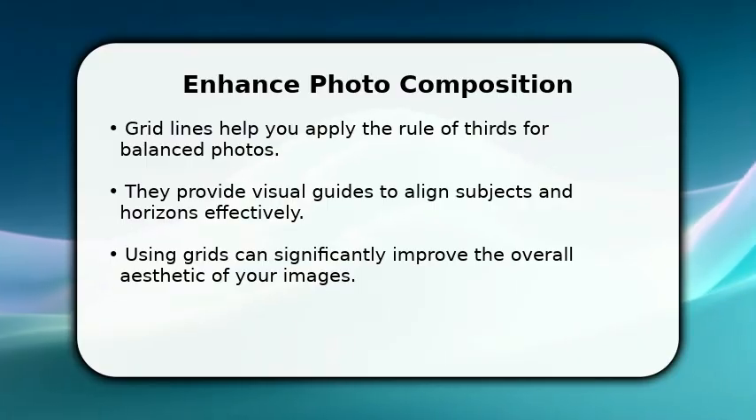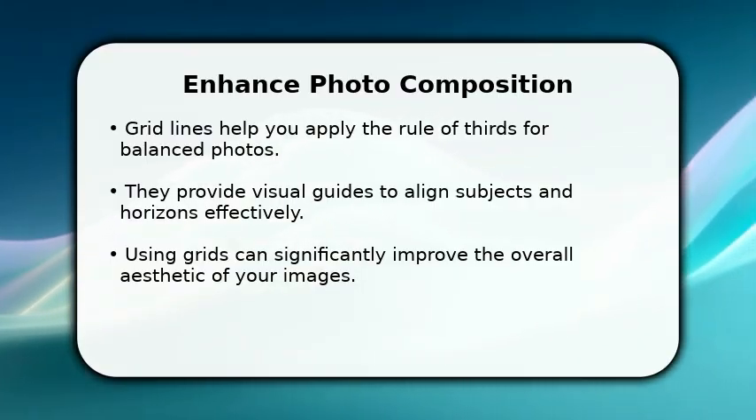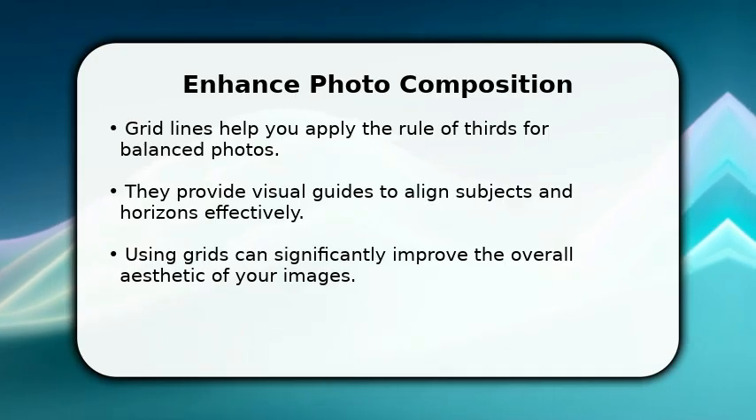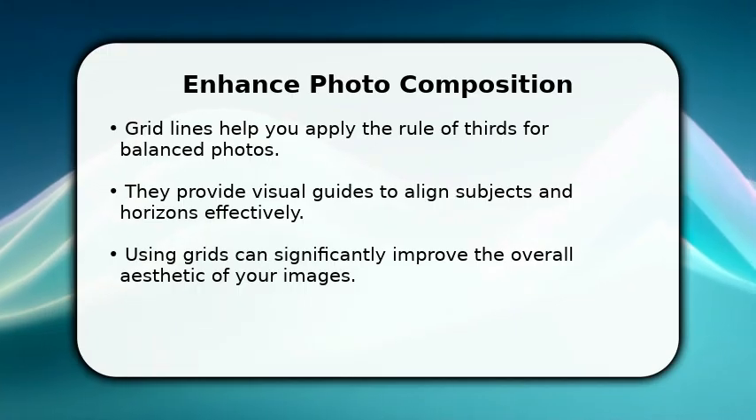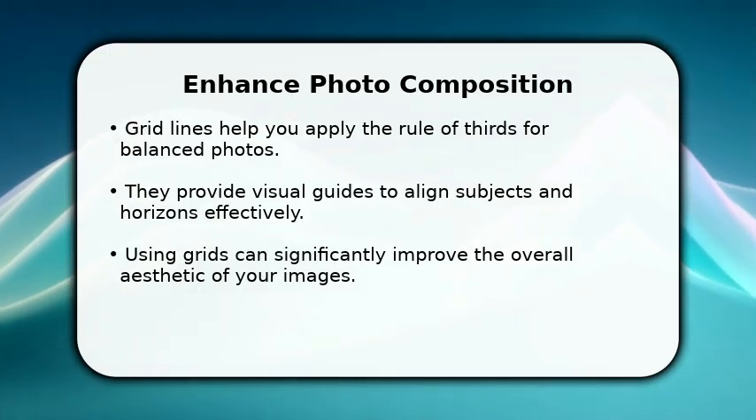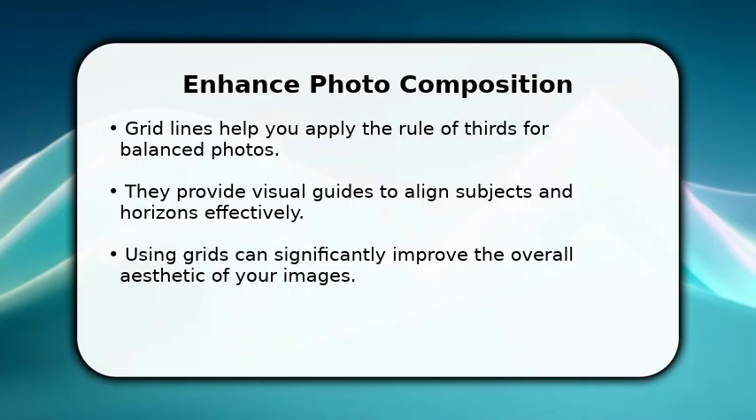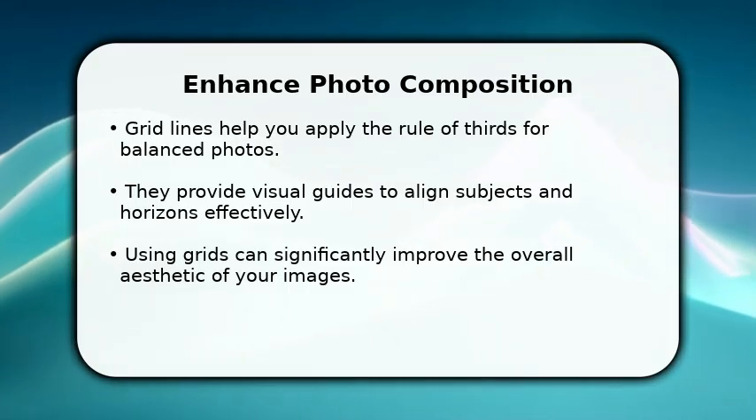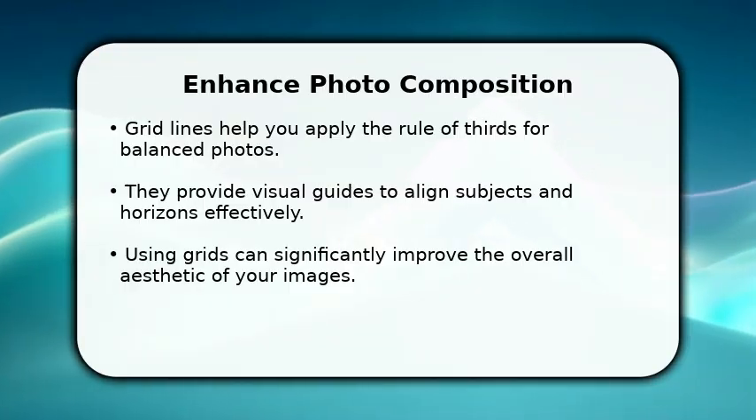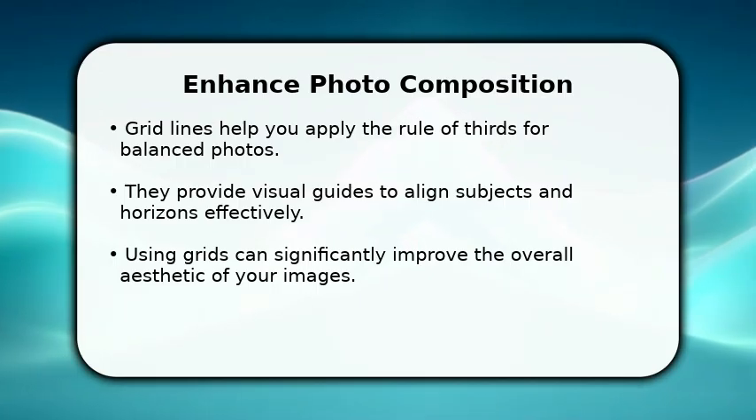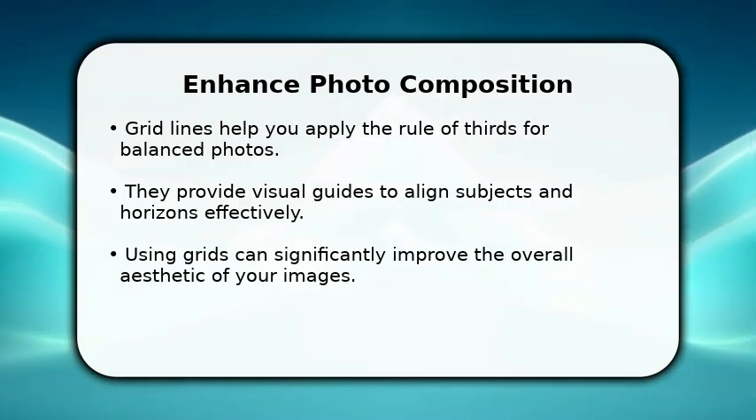In this video, I will explain how to get grid lines on photos. Grid lines are a simple yet powerful tool to elevate your photography. They overlay a 3x3 or 4x4 grid onto your camera view or editing screen, guiding your composition. This helps you position subjects along intersecting lines or at their points, creating more dynamic and visually appealing images. It's a fundamental technique for achieving professional-looking results with ease.